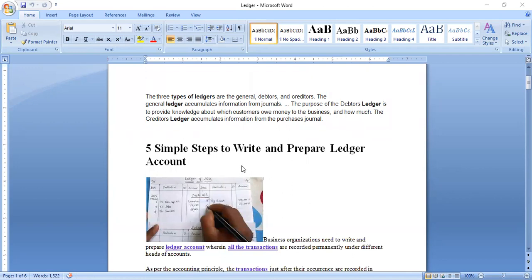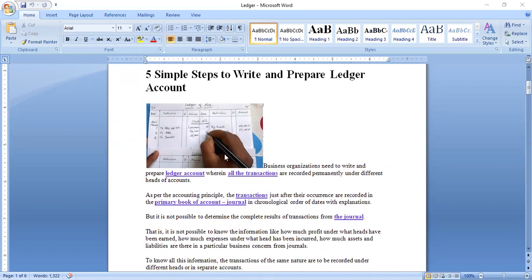Now, how do we prepare the ledger books? If any student wants to prepare the ledger, then he just follows five simple steps to write and prepare the ledger accounts. Business organizations need to prepare ledger accounts wherein all the transactions are recorded permanently under different heads of accounts. As per the accounting principles, transactions just after their occurrence are recorded in the primary book of account, the journal, in chronological order or date order.